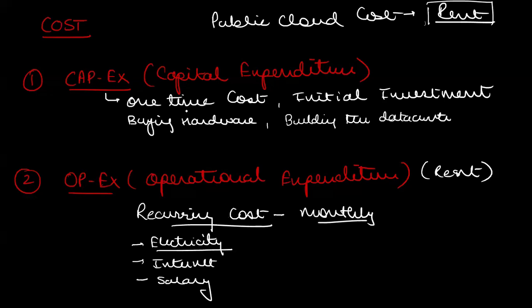So if I now ask a very simple question to all of you present here, and with that we'll close the session for today and we'll continue from here tomorrow. My question is very simple. Which cloud model, the three that you have seen, public, private, and hybrid, which one do you think is most expensive?